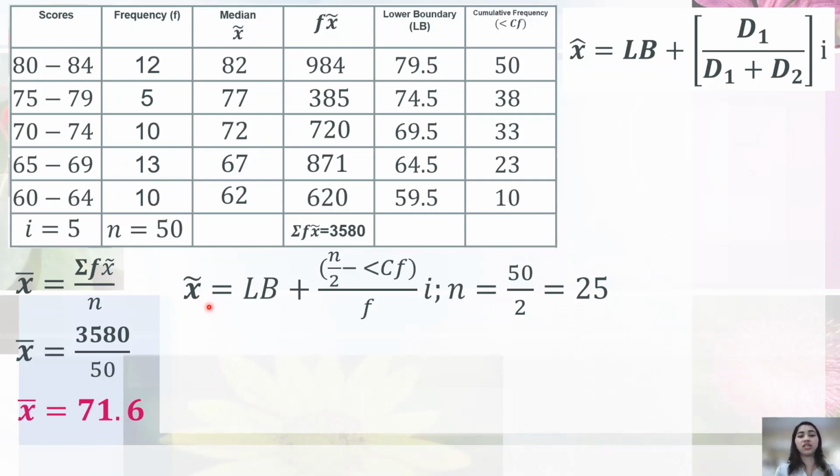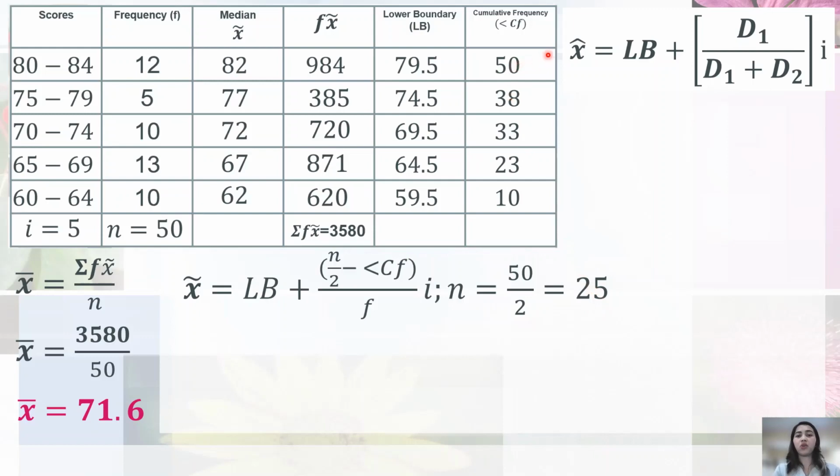We know that the median is the middle score. This is not the same as with ungrouped data, where we arrange the given set of data and then find the middle score, and if we have an even set of data, we divide it by 2. In this case, we need to first find the value of n divided by 2. We know that the value of n here is 50. If we divide it by 2, we have 25.